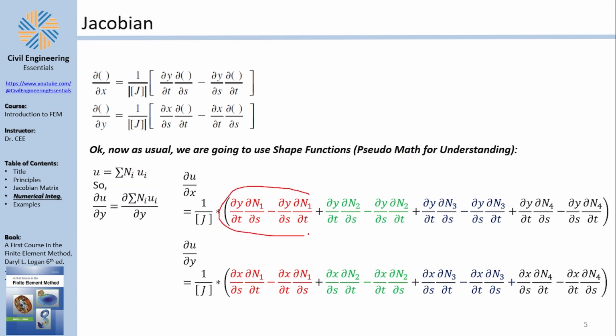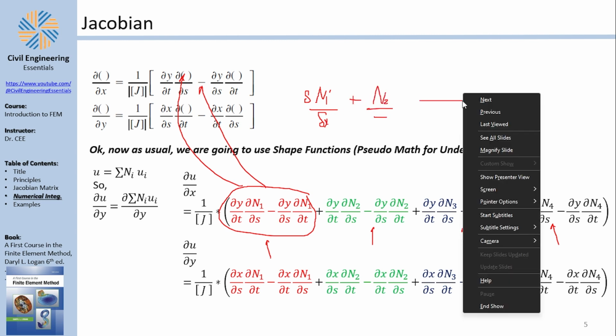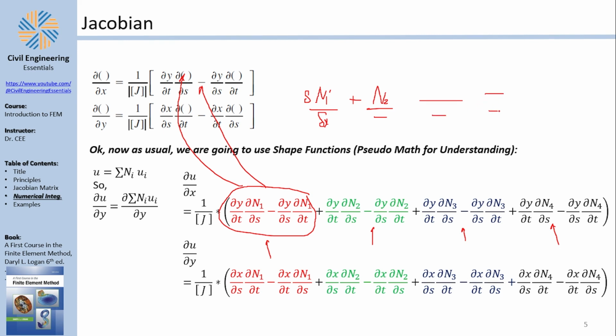This term in red is actually the derivative when you replace this brackets with n1. Now, please notice that it's a summation with 4 n's, so I need to do this replacement 4 times. 1 time for n1, 1 time for n2, 1 time for n3, and 1 time for n4. You know why? Because I'm going to partial derive n1 with respect to x, and then n2 with respect to x, and then n3 with respect to x, and then n4 with respect to x.